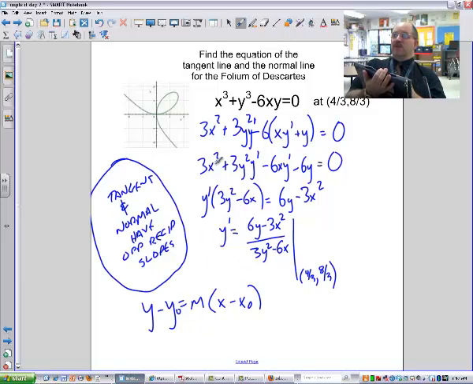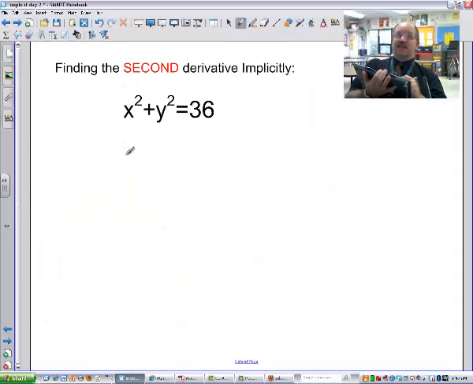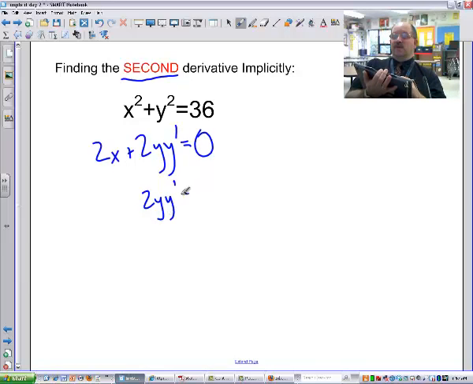It's the implicit differentiation part that we're focusing on today. And finally, the second derivative implicitly. Okay, this is really not that bad. Let's go for it. So x squared plus y squared equals 36. In order to find the second derivative, we've got to find just the first derivative. So let's do it. 2x plus 2y, y prime, equals 0. Okay, and so then 2y, y prime is going to equal negative 2x, and then y prime is going to equal negative x over y.